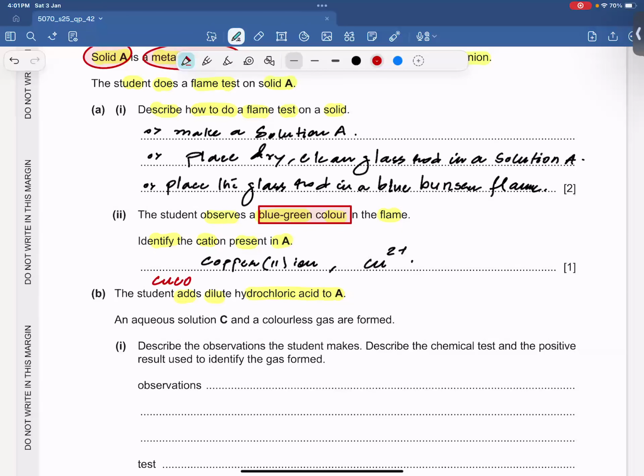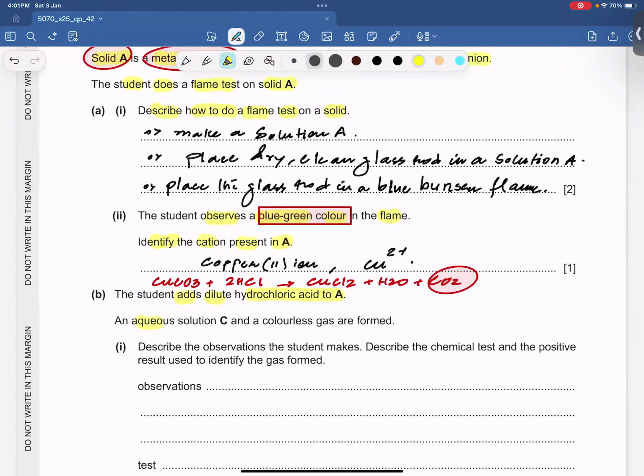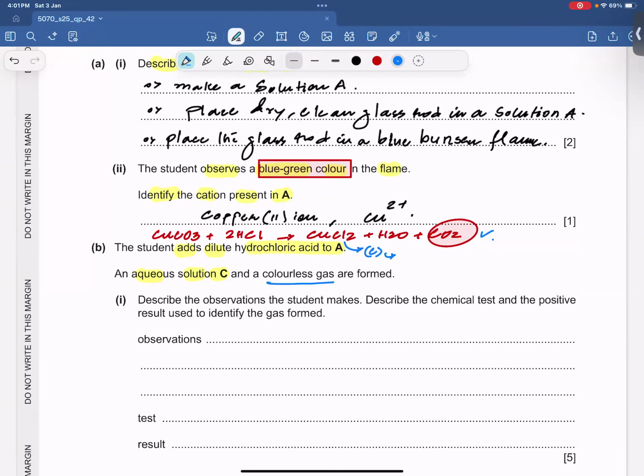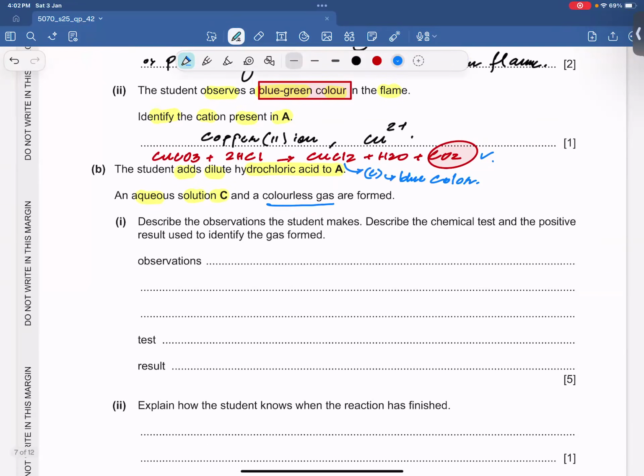So copper carbonate reacts with hydrochloric acid, converting into copper chloride, which shows a blue color, water and carbon dioxide. Okay, and this is the gas given off during the process. And an aqueous solution C, that solution C is copper 2 chloride. That's your solution C, and a colorless gas is given off. And that solution C has a light blue color. You need to remember this also.